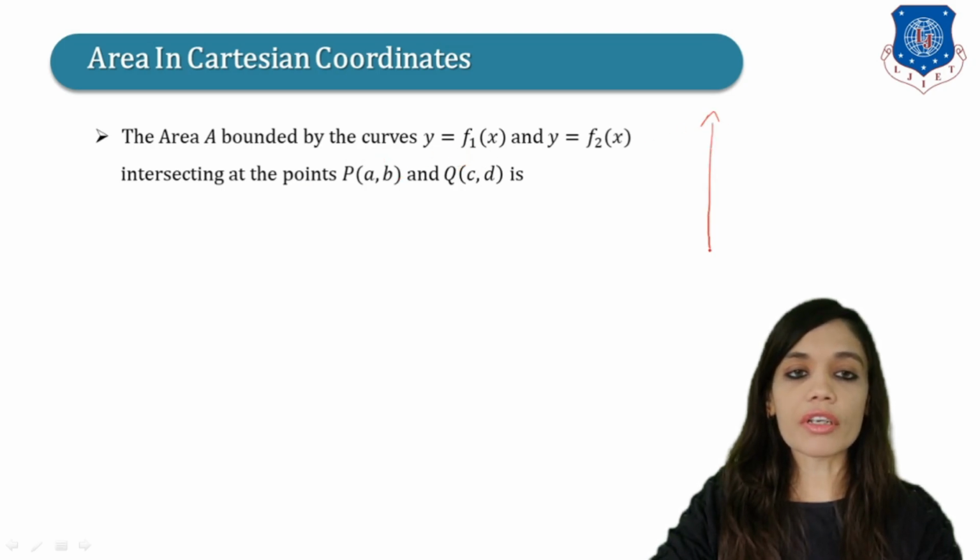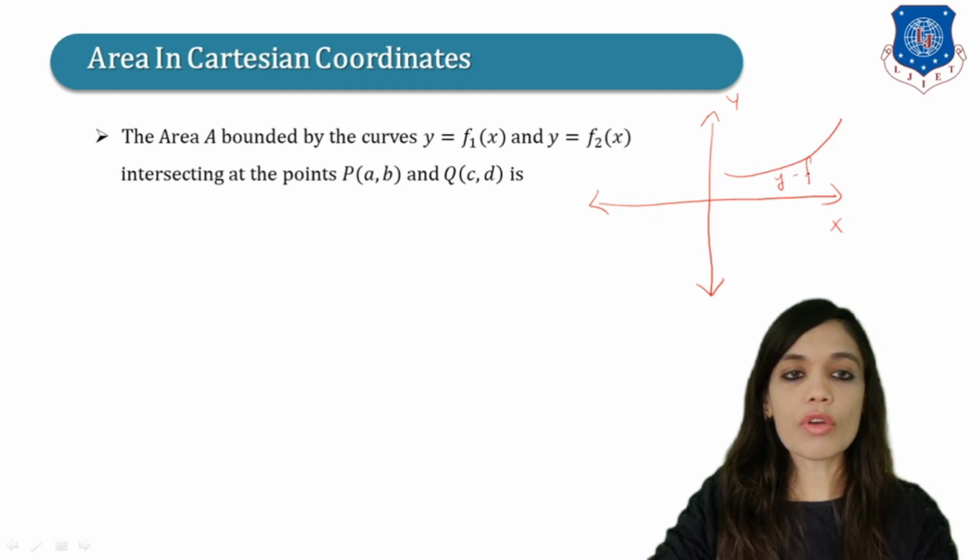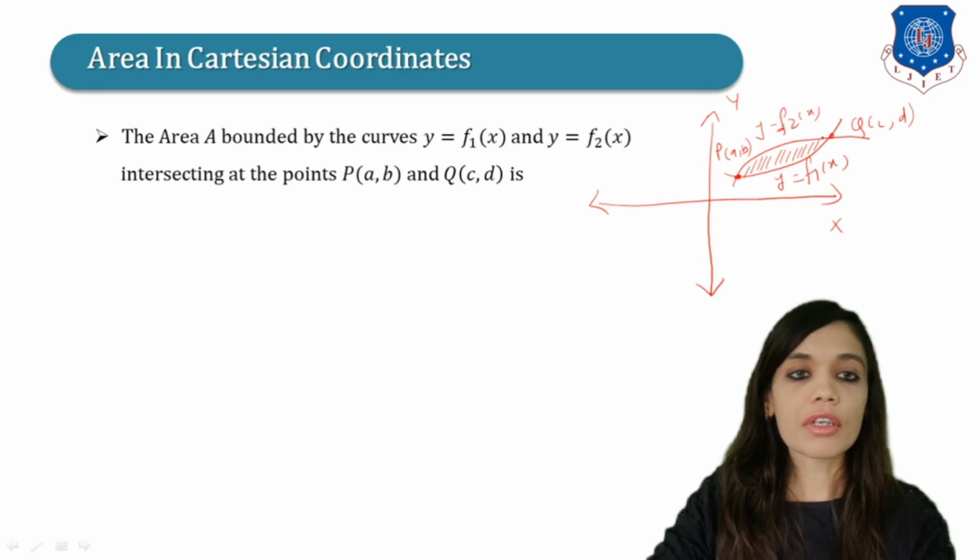That is, we are given two curves in our Cartesian plane, that is our xy plane. So the first curve is y equals f1 of x, right? And the other curve is y equals f2 of x, right? Which is intersecting at point P equals (a, b) and Q equals (c, d). So we have to find the area bounded by these curves, right? So this is our region R.